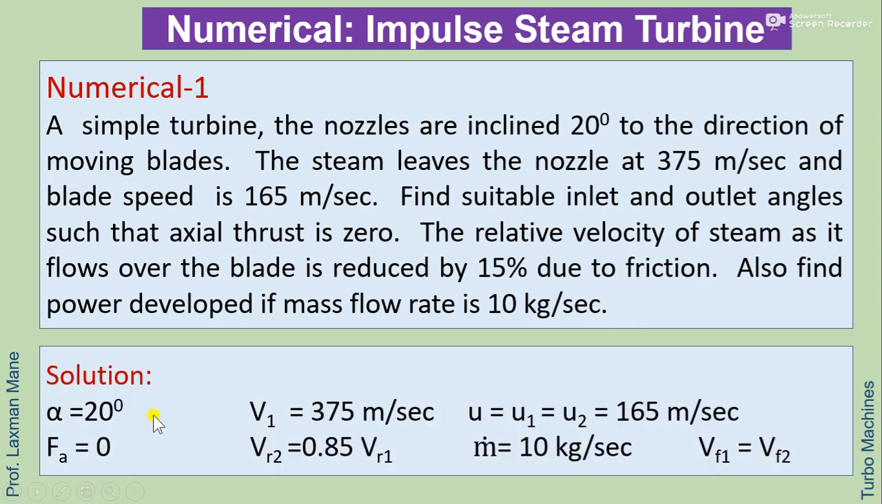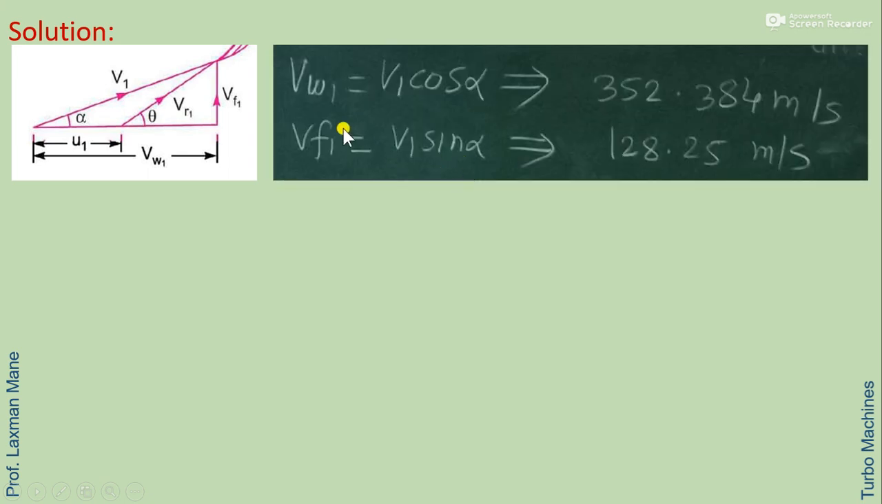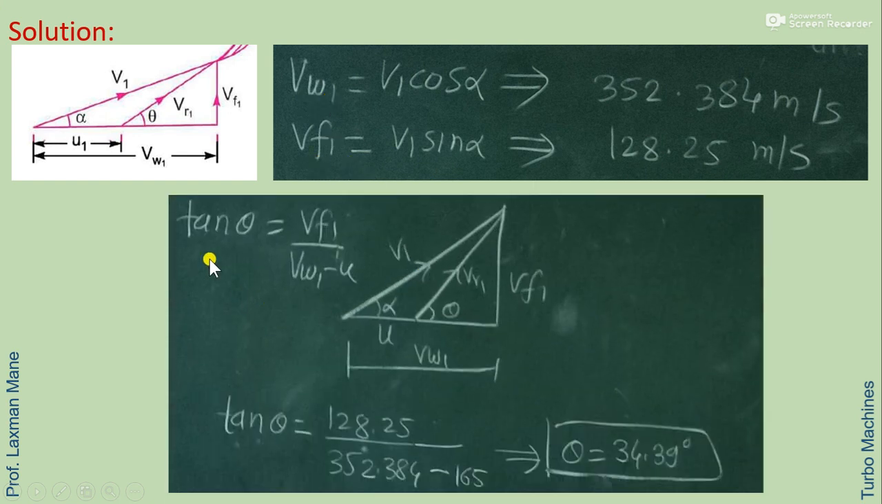So, enlisting the data: angle alpha, absolute velocity at inlet, blade velocity, axial thrust, relation for relative velocities, mass flow rate, and assumption with flow velocities. First of all, from the inlet velocity triangle we can obtain the values of VW1 and VF1. Then by using the tan theta ratio, VF1 upon VW1 minus U1, putting the values, we can find the value of theta, that is the inlet vane angle.